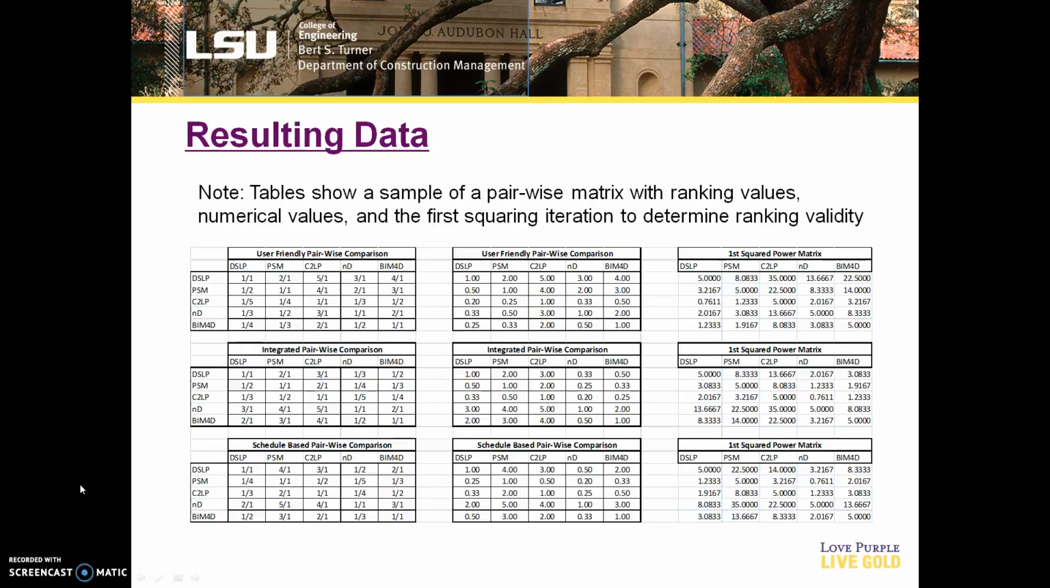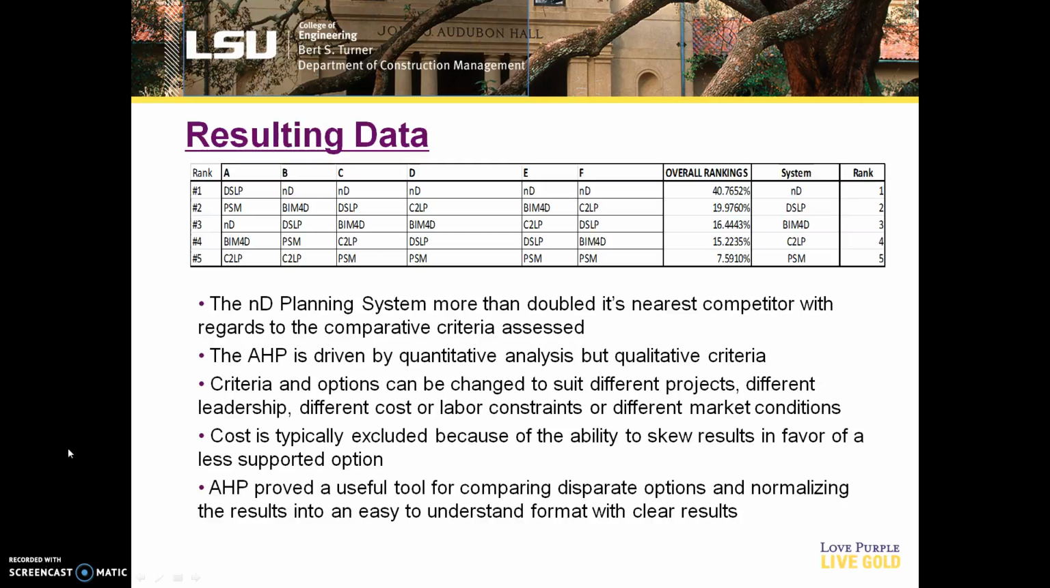So what you see here is a resulting sample of the data. You've got a pairwise comparison matrix here for the user-friendly criteria, the integrated criteria, and the schedule-based criteria. Again, these relative values were determined by myself, but they can also be sampled through a number of different ideographic means. These are the resulting numerical values of these, and then one of 3 squared power matrices is shown here to the right.